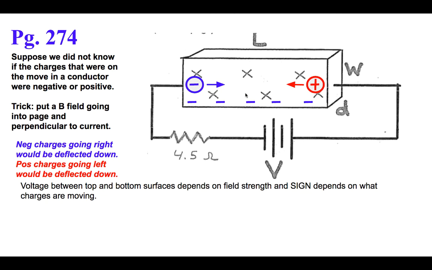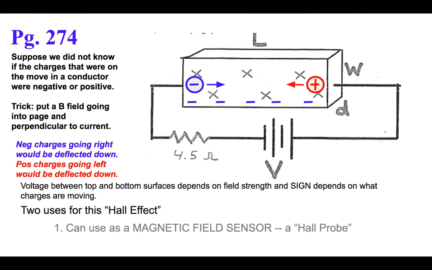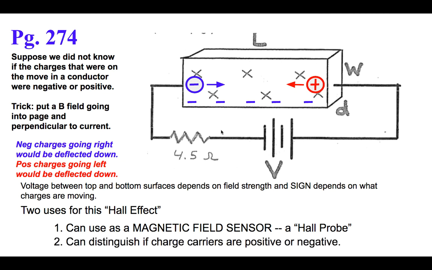So this device you can actually use to measure whether there's a field here or not. You can just run current through a block of material, and if a voltage develops between the top and the bottom, that means you've got a field there. That's a field sensor called a Hall probe. So there are two uses for this Hall effect. You can use it as a magnetic field sensor: if you get this voltage difference, it means there must be a magnetic field there that you can measure. And the second is you can tell if the charge carriers are positive or negative, whether you have electrons on the move, or what they call in semiconductors holes on the move, which act kind of like positive charges.